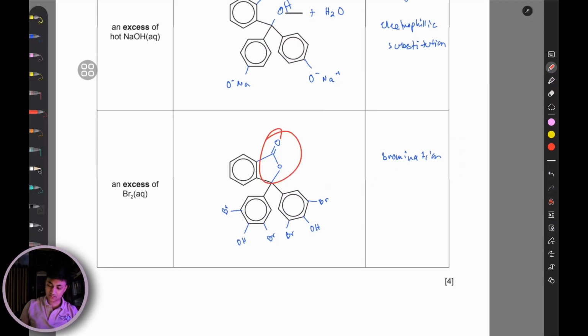Now, this structure is going to stay as it is, that is your ester structure, since bromine is not going to affect it. Now, you may ask, why is there no substitution over here? There is no directing group over here, for one thing.